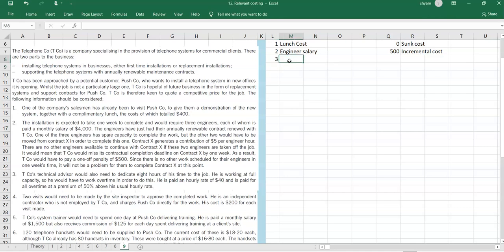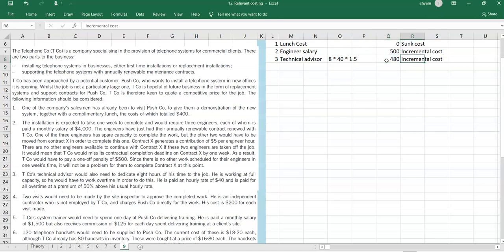So how many hours is he working? Here we have a guy called the technical advisor, and we have to pay him for 8 hours. We pay him 40, but he has to be paid at a premium, which is 1.5. So we can take that number and put it here.